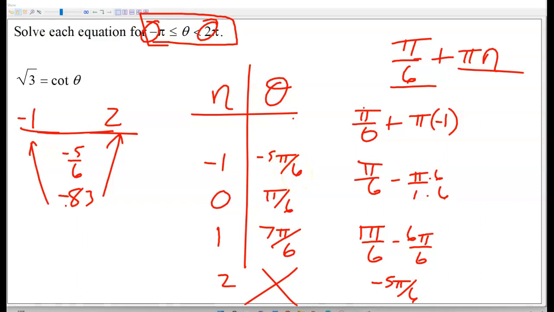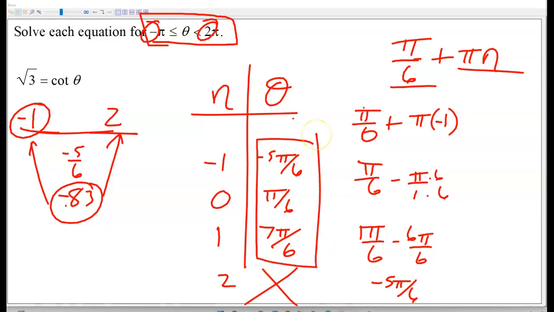Now we could test negative 2, but this is really close to negative 1, so I think that if I were to subtract another pi from it, it's going to end up going past it. So I'm pretty sure our 3 answers are going to be right there. And we'll just go ahead and call it quits with that one.